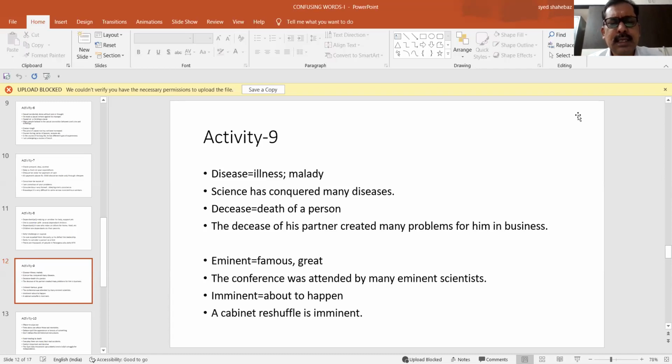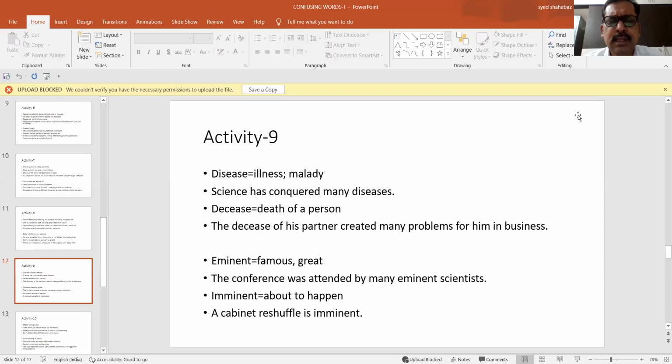The next word is eminent. E-M-I-N-E-N-T. Eminent means famous, great. The conference was attended by many eminent scientists. Means many scientists of great repute attended that conference.